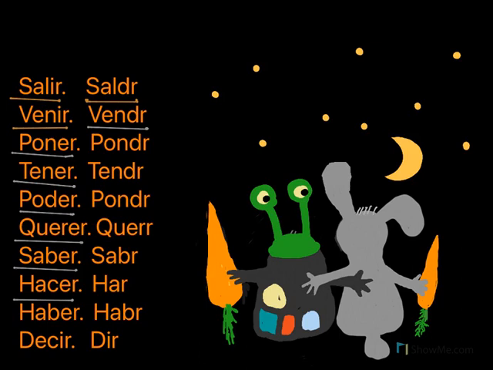And then you have haber, which is mostly working as the auxiliary verb to create special past tenses, as in I have eaten, I have seen, I have been, and the root will be habr. And then finally you have decir, to say, and the root will be dir. So if you memorize a few major irregular verbs plus the endings, you can conjugate any Spanish verb in the future tense. And then maybe, possibly, in the future, the rabbits and the Martians, they will be friends.